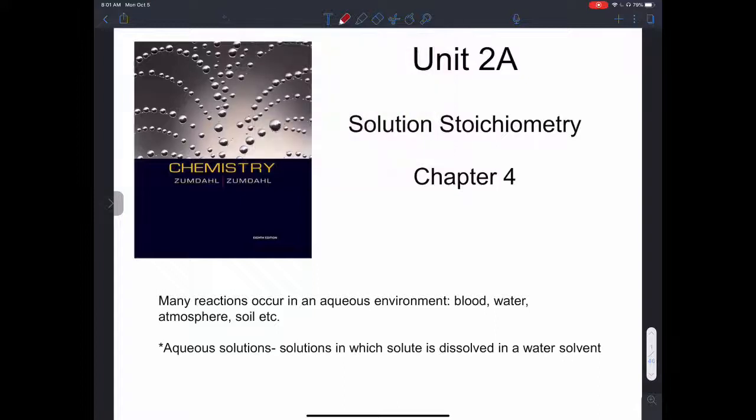Good afternoon. Today we will cover the Unit 2 notes, slides 1 through 7. The topic of Unit 2 is solution stoichiometry.